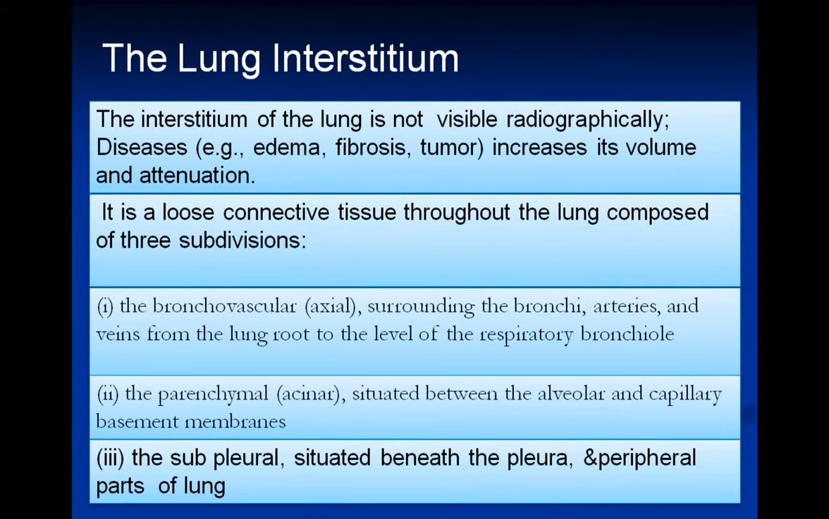It is divided into 3 subdivisions: bronchovascular, parenchymal, subpleural. Bronchovascular is the loose connective tissue surrounding the bronchi, arteries, veins from the lung root to the level of the respiratory bronchiole. Parenchymal is situated between the alveolar epithelium and capillary endothelium basement membranes. Subpleural is situated beneath the pleura, at the peripheral parts of the lung. So it is divided into 3 subdivisions.